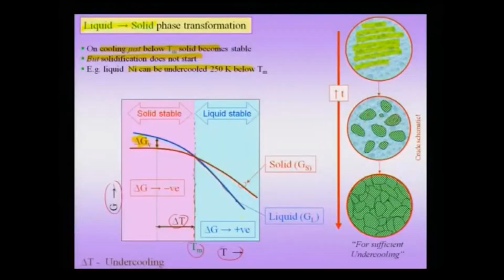The solid is stable below the melting point, and here again, to emphasize, I am talking about the bulk melting point. Even though I have a melting point defined in heating, in other words, if I am heating, then the metal melts at its melting point. When I cool it, the melting point is not the same as the freezing point. In other words, solidification does not start, and you need to undercool the system before solidification starts.